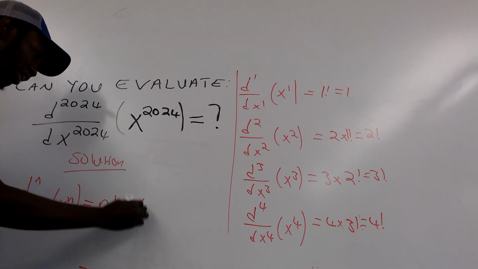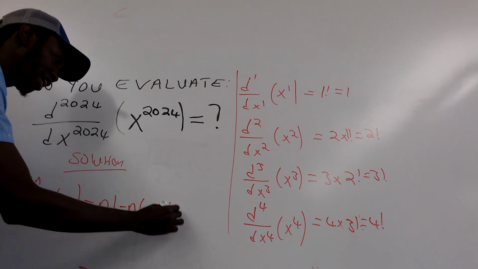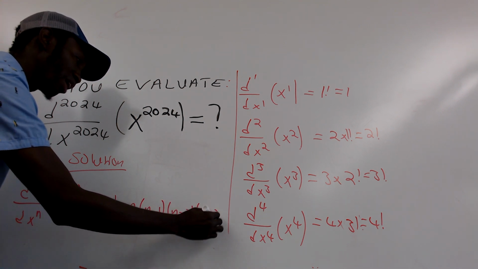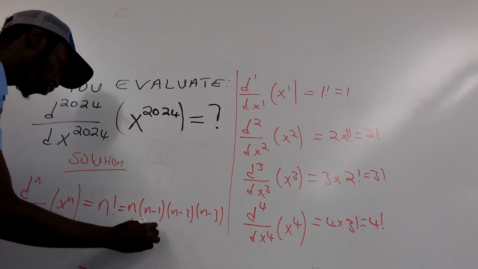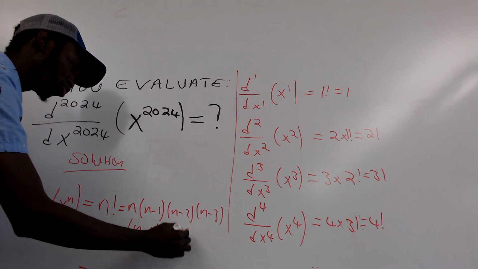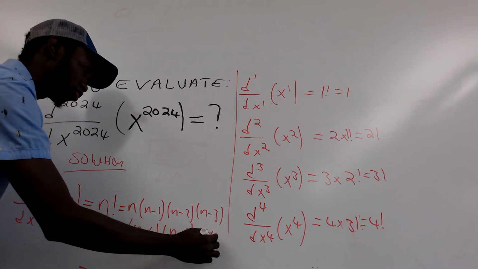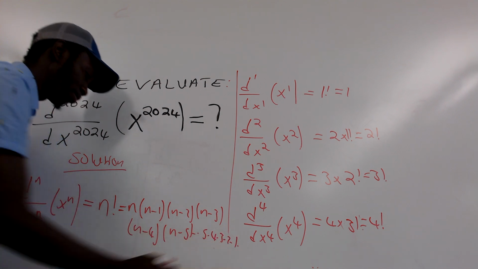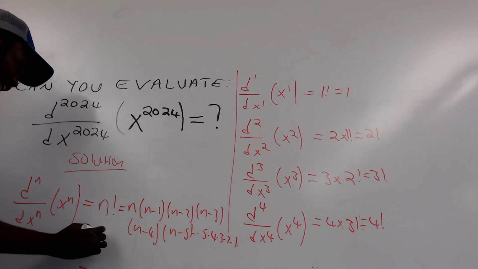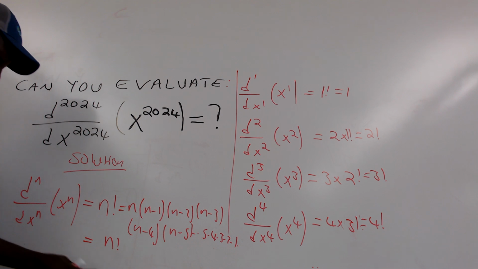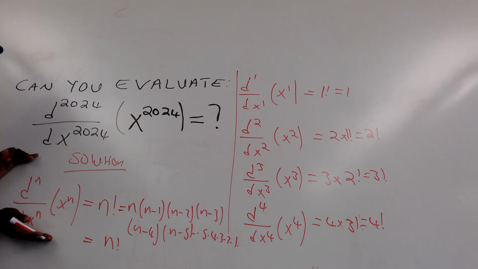This can as well be n times n minus 1, then n minus 2, n minus 3, multiplied by n minus 4, or n minus 5, and so on, which is 5 times 4 times 3 times 2 times 1. You see, so the final result there is going to be n factorial. So evaluating this trend can help us arrive at this.